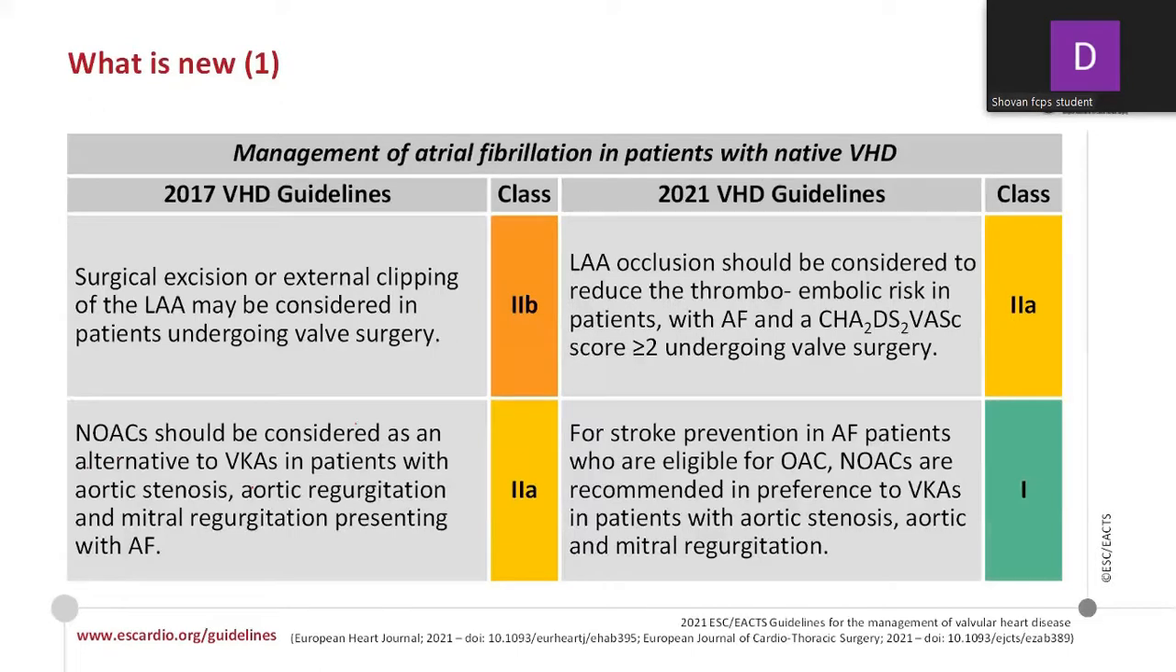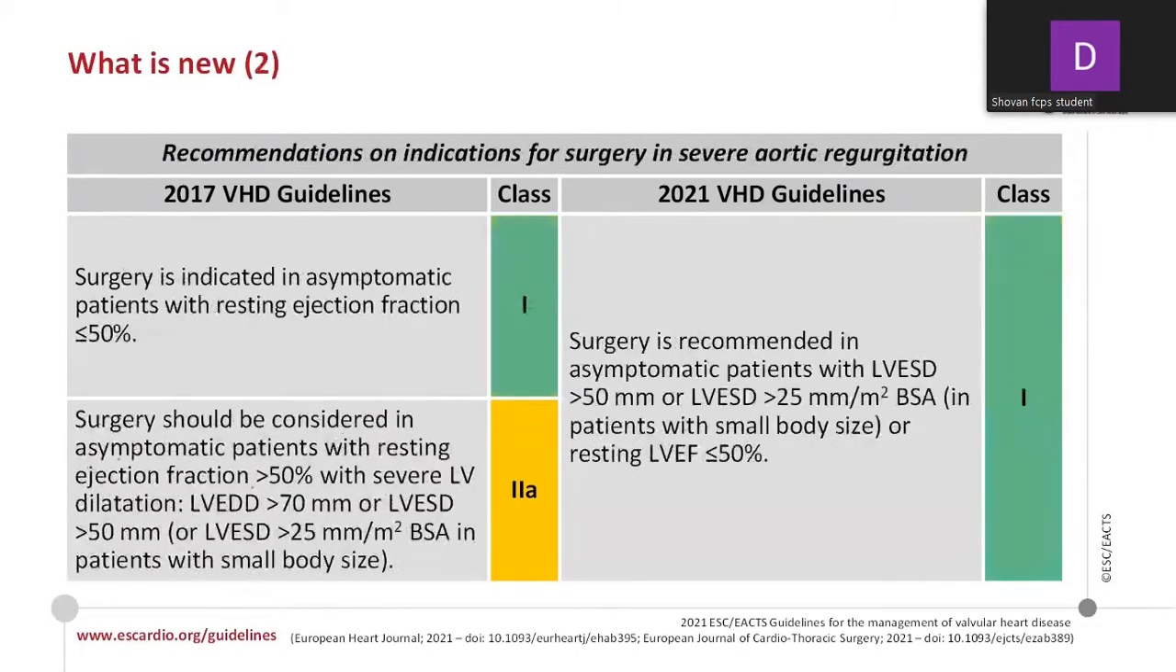So that was a class 2 indication. But now they said for stroke prevention, we will use oral anticoagulant or newer oral anticoagulant in aortic stenosis, aortic regurgitation and mitral regurgitation. Now this is a class 1 indication.